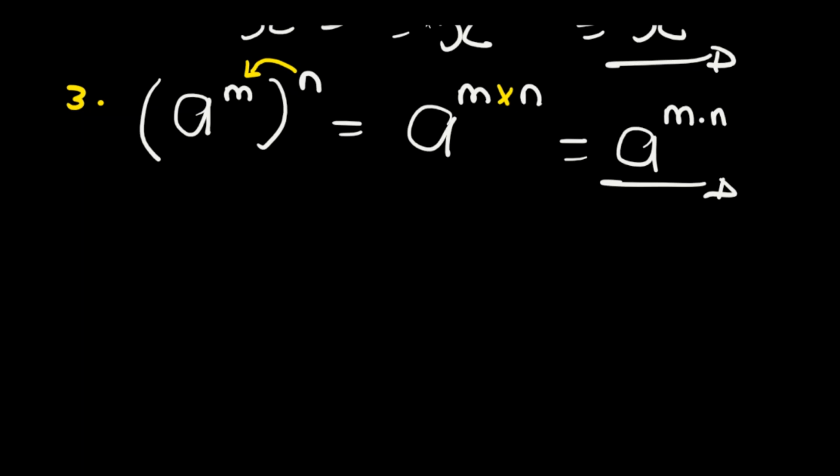So that's how we apply this law of exponent. Say we are having x to the power of 2 all to the power of 3. What's going to happen is this 3 will multiply any power that it finds inside the bracket.